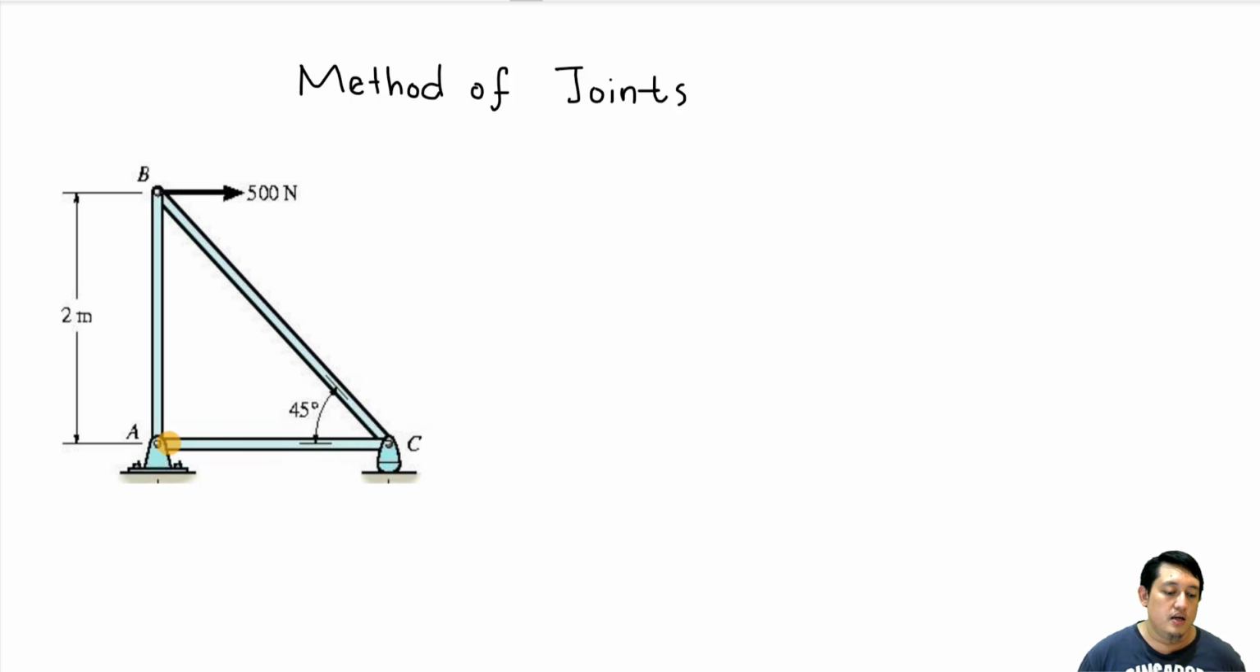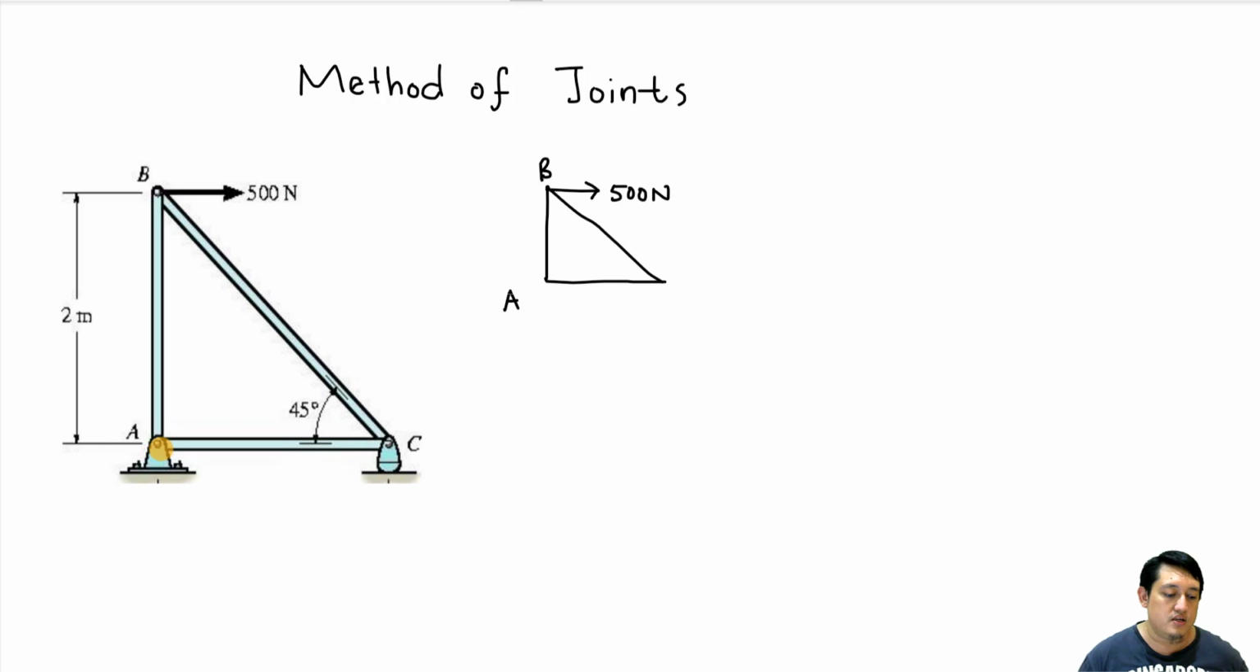and also AC. First, what we need to do is draw the free body diagram of this truss. So we have a truss like this, and then we have 500 Newton pointing in this direction at B, and then at A we have this one. Refer back to our previous topic about the reaction force.